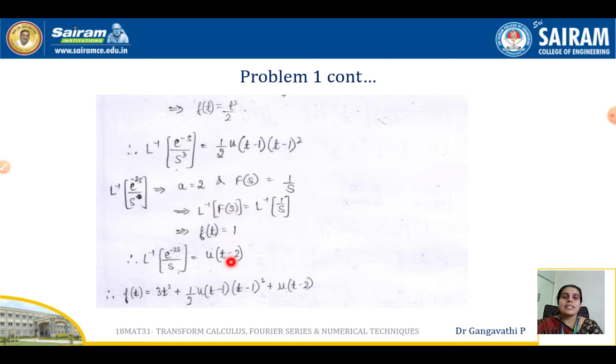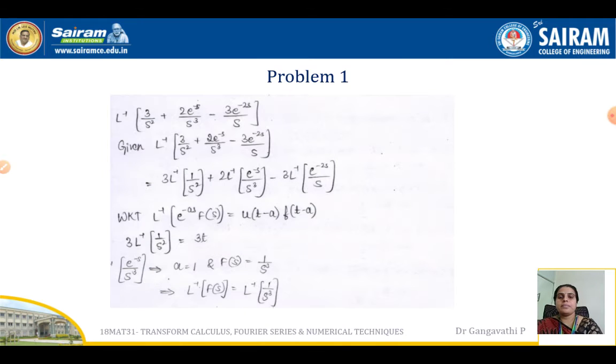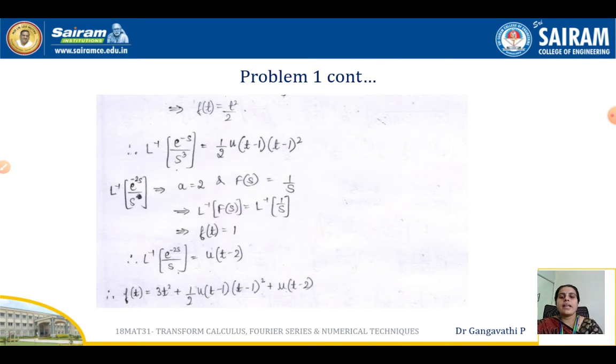Why are we using this? Try to recall the definition of unit step functions and their property. From there we get that L inverse of e^(-2s)/s is u(t - 2). Therefore, we can conclude that f(t) is equal to 3t² for the first term, half into u(t - 1) into (t - 1)² for the second term, and u(t - 2) for the third term.